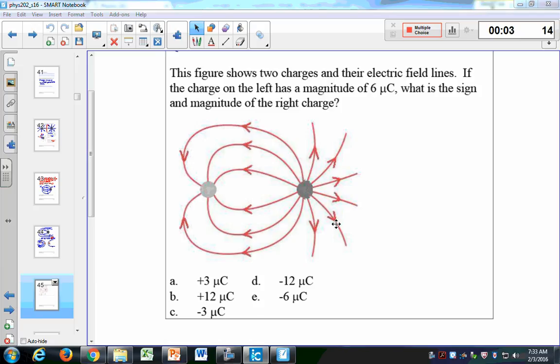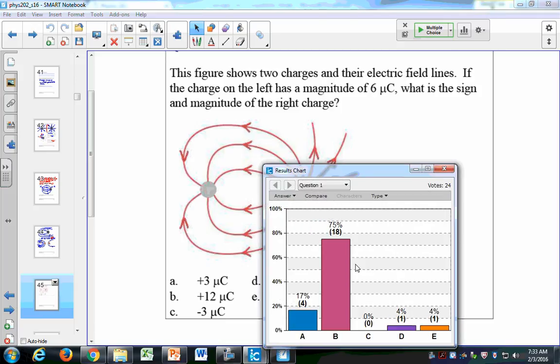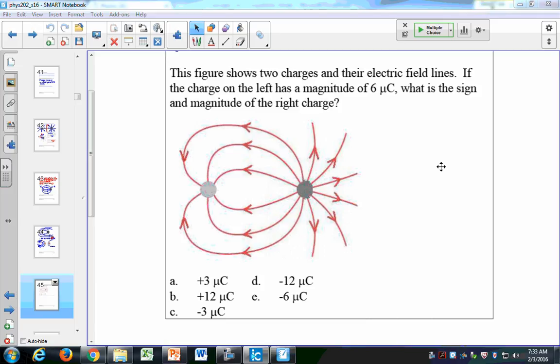What is the sign and magnitude of the charge on the right? Ask your neighbor if you're not sure. Most of you have the right answer, just a couple do not. I'll stop at 22, 23. Okay, awesome. B is the right answer. Remember our rules: they come out of a positive charge, they go into a negative charge.